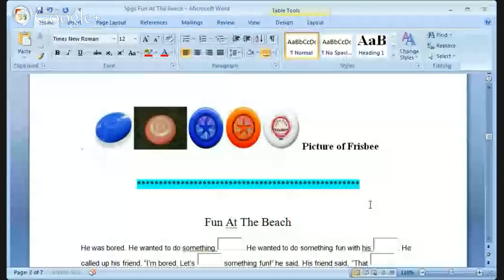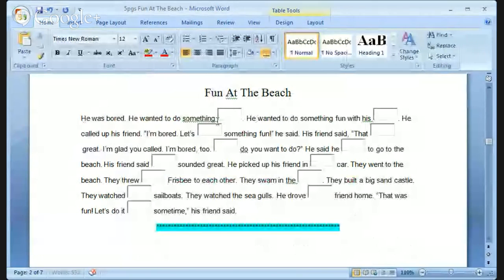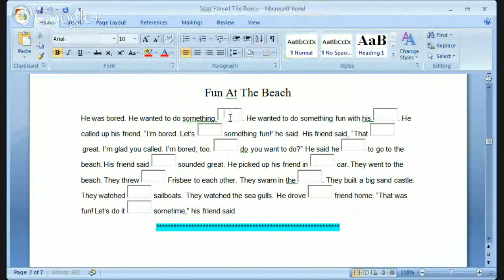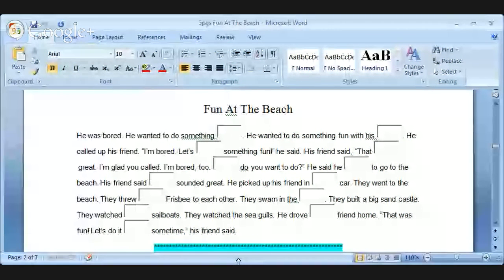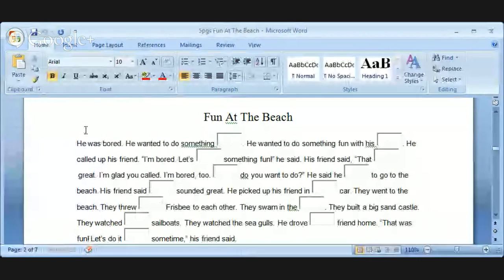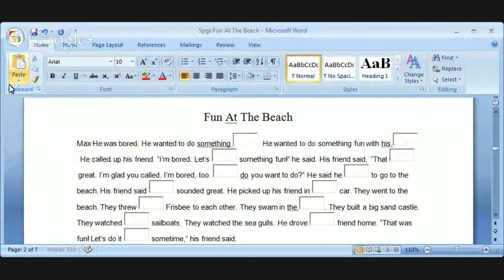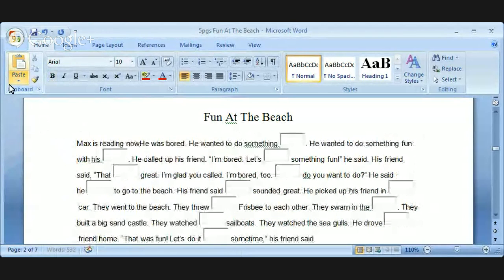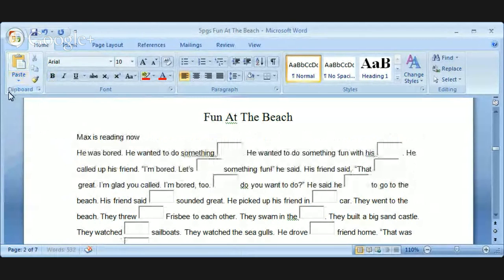Now I want you each to take a turn and read this story. Here is a blank. I want you to put something in the blank. If you can't think of what goes in the blank, then I want you to just skip over it and continue to read. All right? I will not tell you what goes in the blank. So Max will read first. Max, could you read for me?